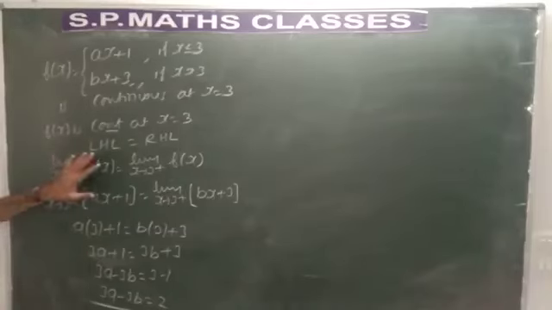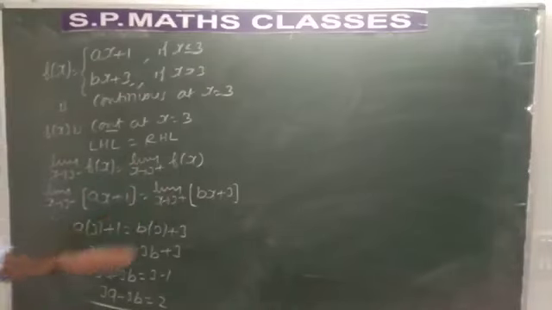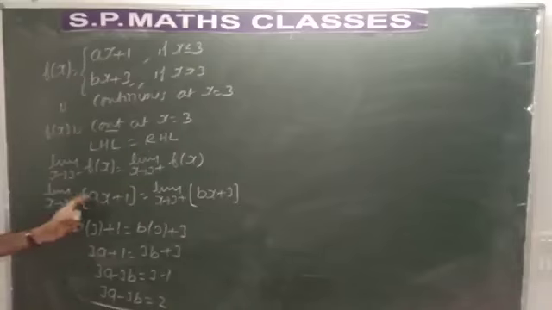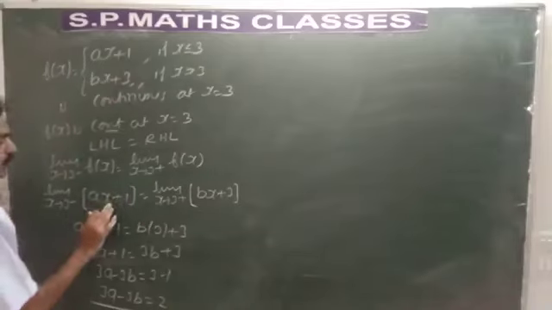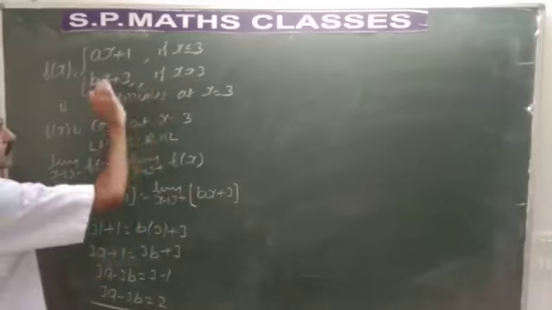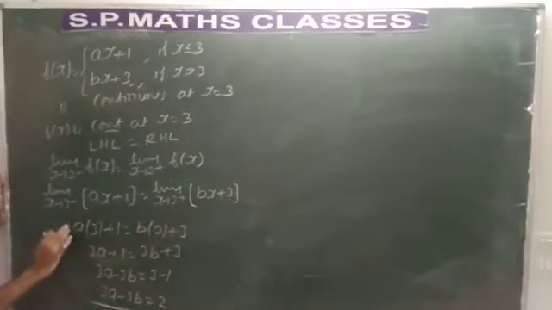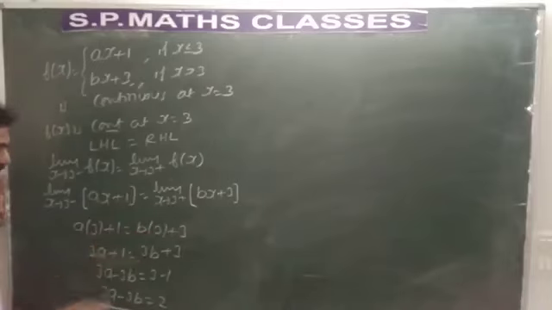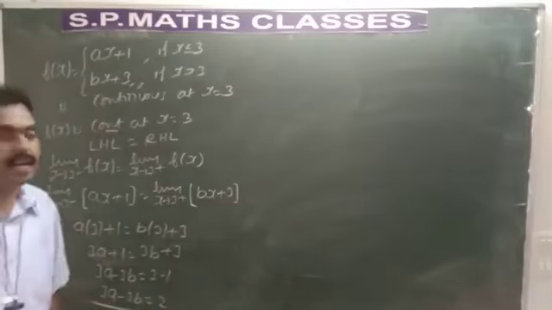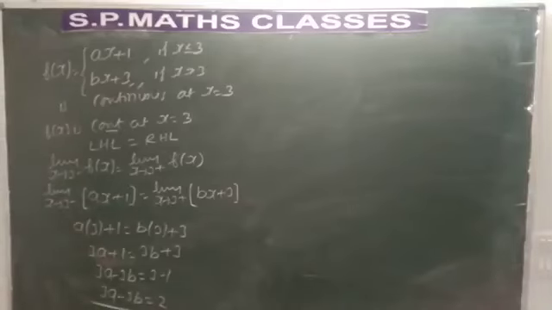Just consider that left hand limit should be equal to right hand limit. When left hand limit is equal to right hand limit, limit as x tends to 3 minus f of x will be equal to limit as x tends to 3 plus f of x. Limit as x tends to 3 minus means less than 3, it is ax plus 1. 3 plus, greater than 3, it should be bx plus 3. So a into 3 plus 1 is equal to b into 3 plus 3. 3a plus 1 is 3b plus 3. 3a minus 3b is 2. So that is the relationship between a and b, so that the given function is said to be continuous. I think you have understood this problem.